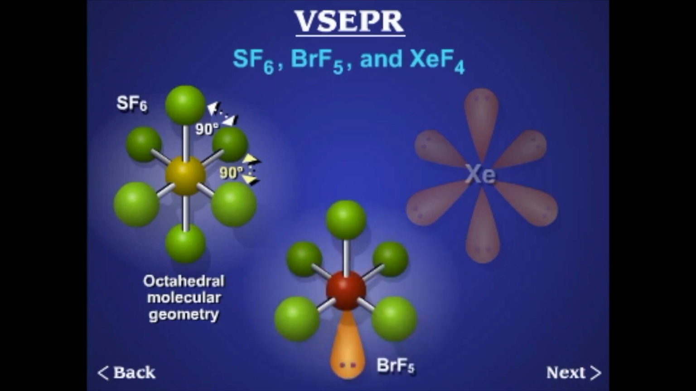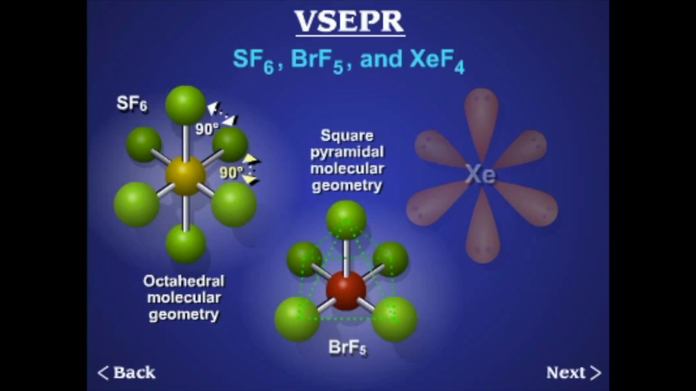In BrF5, there are 5 bonding pairs of electrons and 1 lone pair. All 6 octahedral positions are equivalent, so it does not matter where we place the lone pair. The molecular geometry, that is the arrangement of the bromine and 5 fluorine atoms, is square pyramidal with bond angles of 90 degrees.